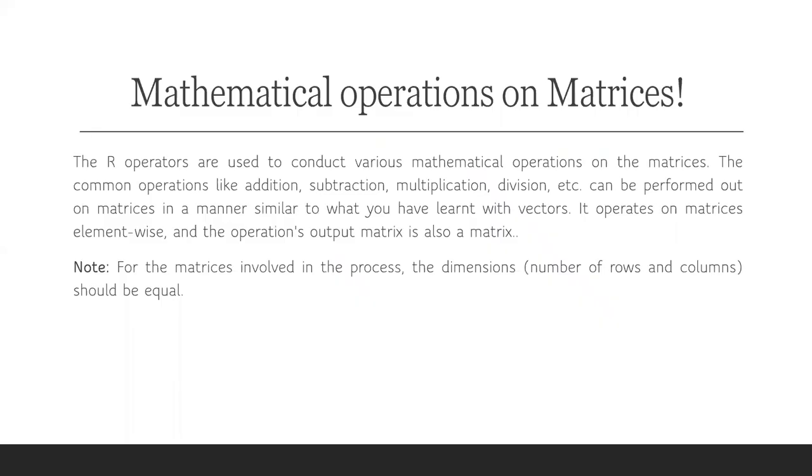What if you want to perform some mathematical operations on matrices? The operators are used to conduct various mathematical operations on the matrices. The common operations like addition, subtraction, multiplication, division, etc. can be performed on matrices in a manner similar to what you have learned with vectors. It operates on matrices element-wise, and the operation's output is also a matrix. Now, one thing to note here is that for the matrices involved in the process, the dimensions, or you can say the number of rows and columns, should be equal.